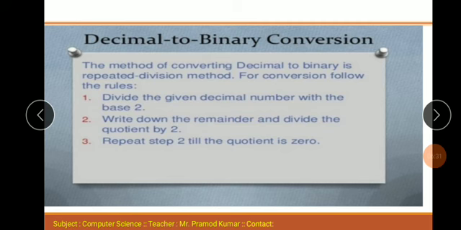After that, decimal to binary conversion. How to convert a decimal number to a binary number? The method of converting decimal to binary is the repeated division method. For conversion, follow the rules. If you want to convert decimal to binary, you can use the repeated division method. First, divide the given decimal number by the base 2. Next, write down the remainder and divide the quotient by 2.